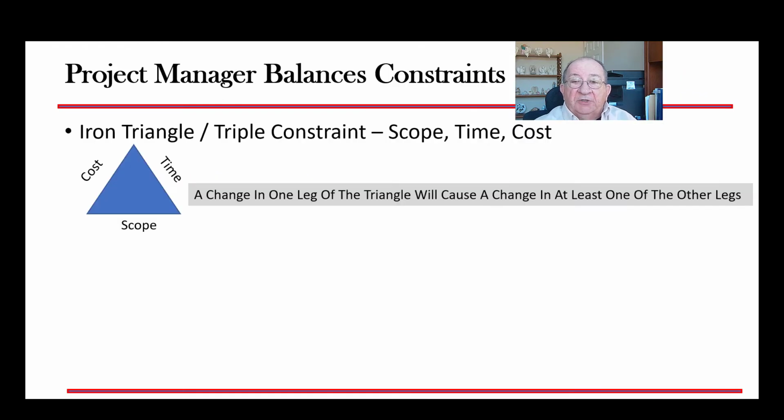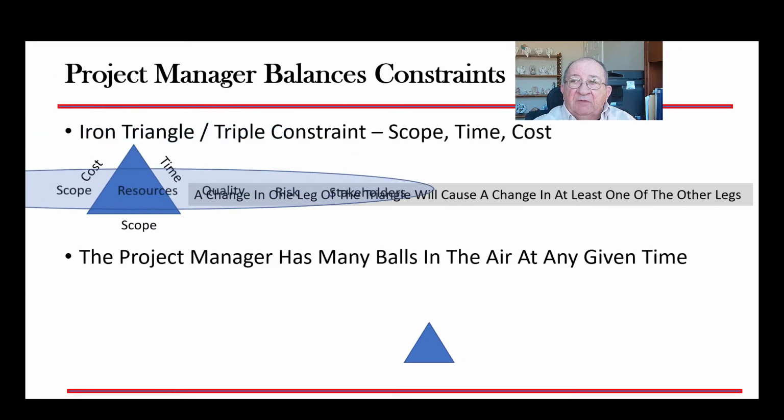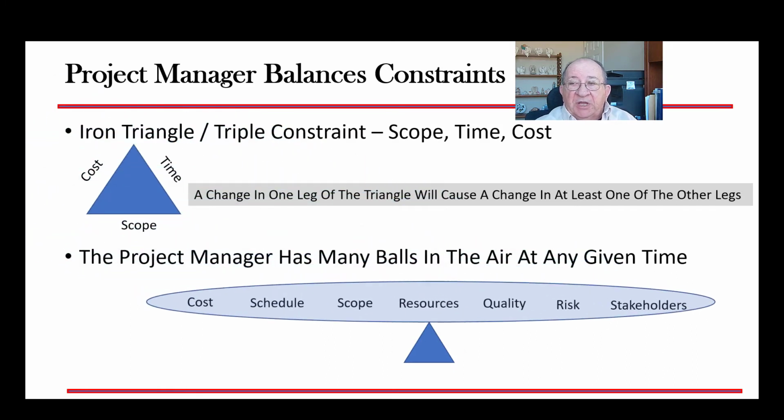A project manager has many things to consider as they manage a project. There are many items that must be balanced at the same time. The iron triangle or triple constraint is made up of the cost, schedule, and scope baselines of the project. If one leg of the triangle changes, it will affect at least one of the other legs, if not both. A project manager has many balls in the air at any given time: cost, schedule, scope, resource, quality, risk, stakeholders, and many more. A lot of balancing takes place in a project.